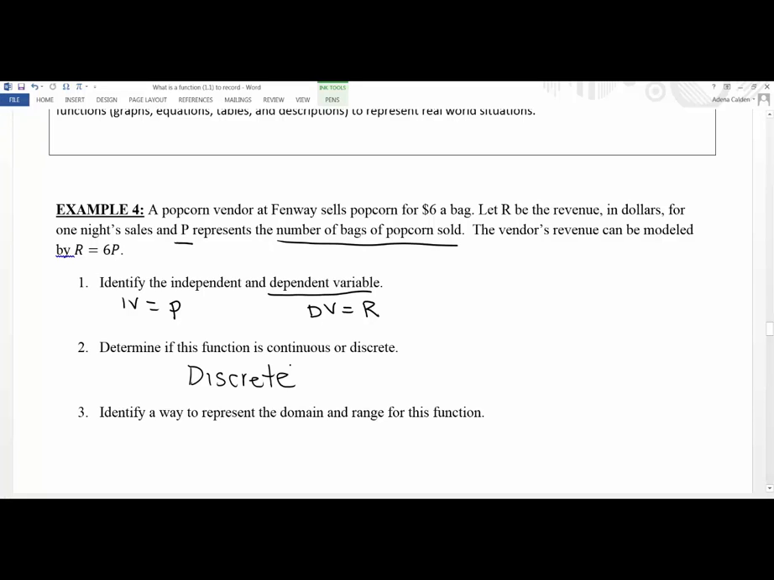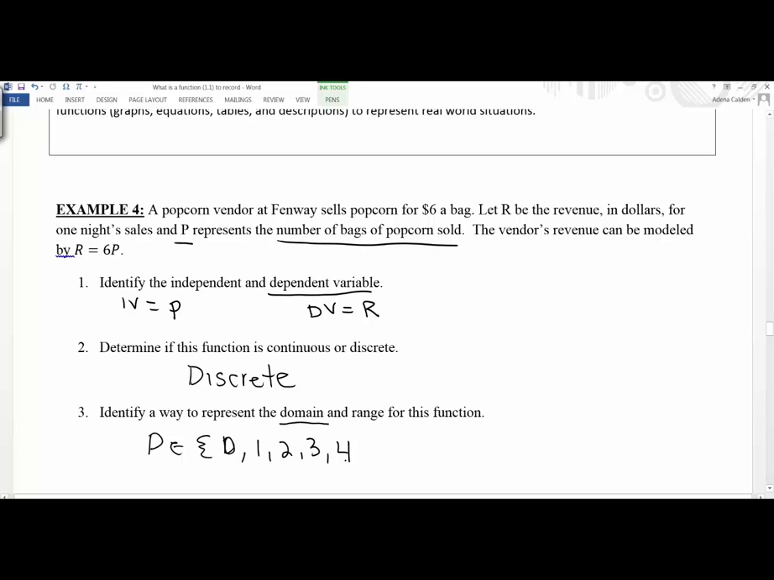For part 3, we want to find a way to identify the domain and range for this function. Again, let's start with the domain. For the domain, we're talking about values that we can plug in for P. Since it's a discrete function, we're going to use the squiggly brackets and we're going to list them. The number of popcorn bags could be 0, right? If it's a bad night, maybe it's raining and no one wants popcorn. It could be 1, 2, 3, 4.